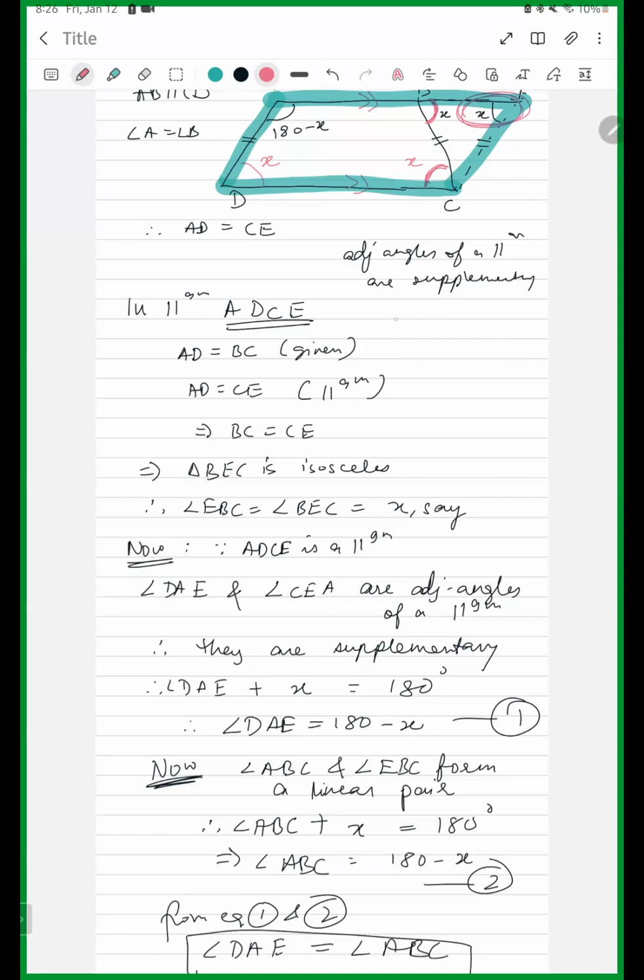Do you want me to write those 2 steps down? It's fine. Okay. Shall we move on to the next one then?